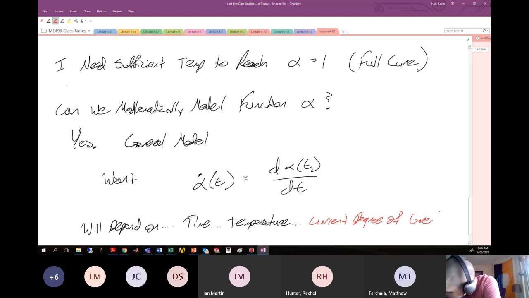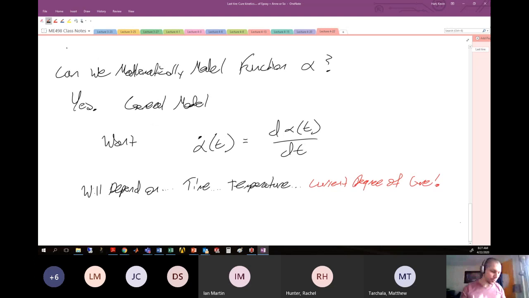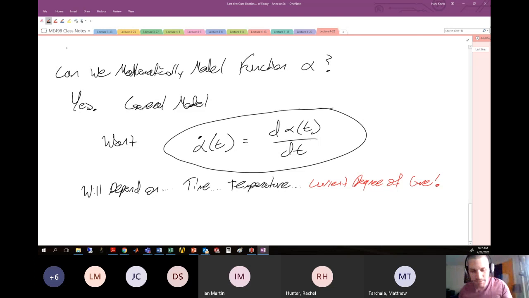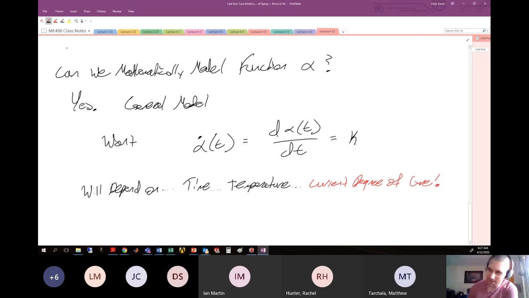Okay? That makes this a complicated differential equation, because if my rate is dependent on the current value, that's a differential equation. So the way that people handle and model this is they'll say that the rate of change of the degree of cure as a function of time, which is what we've written here, is equal to some constant or value k, which encompasses all of the time temperature aspects, right? So k, which is usually a function of temperature and time, is multiplied by some function of alpha, where this is some function that describes the rate history of the reaction.